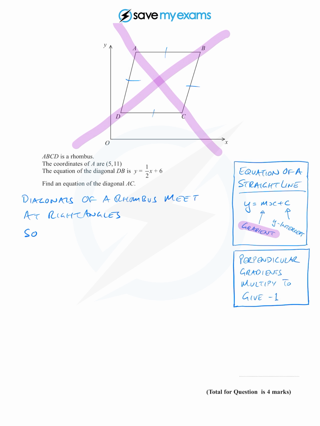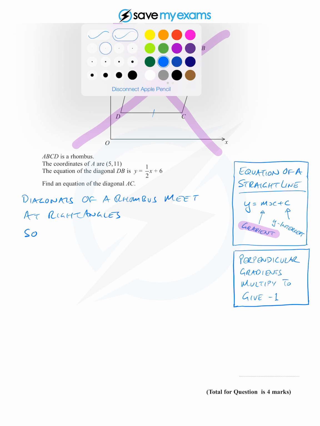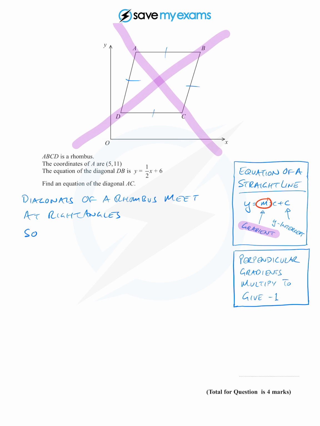So what is it about perpendicular lines? Perpendicular gradients always multiply to give -1. So if we're looking for m for our diagonal, m times the gradient of the other line, BD. Where's the gradient of that line? There it is. It's the number in front of the x in y equals mx plus c. So m times a half is equal to -1. That's perpendicular gradients multiplying to give -1.